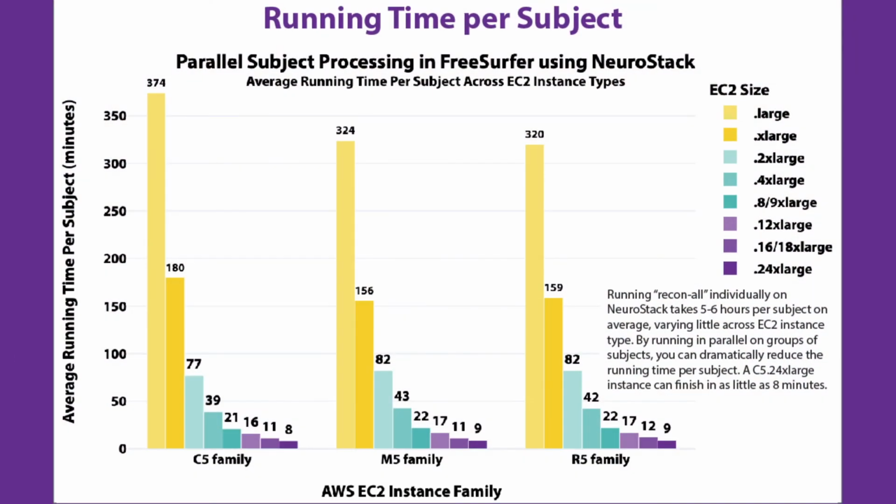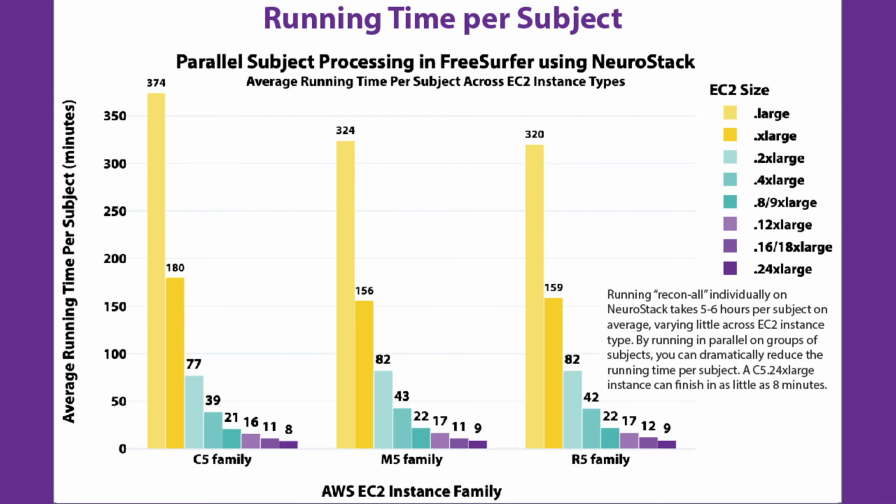Here we can look at the running time in minutes per subject for recon-all by EC2 type. It's broken down by EC2 family with the smallest EC2s in yellow and the most powerful EC2s in purple. Running recon-all individually takes about 5 to 6 hours per subject on average and varies only slightly by EC2 type.